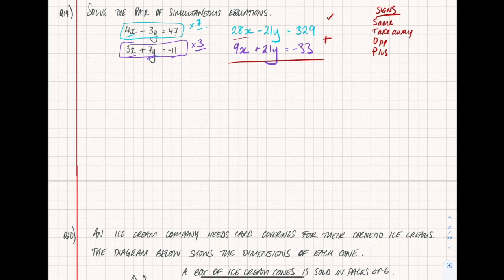So then I'm doing 28 plus 9 to get a total of 37x. Minus 21y plus 21y cancels that out, so that's why my y's disappear. And then what I'm now doing is 329 plus minus 33, which gives you 296. When you've got a positive and a negative together, it subtracts.